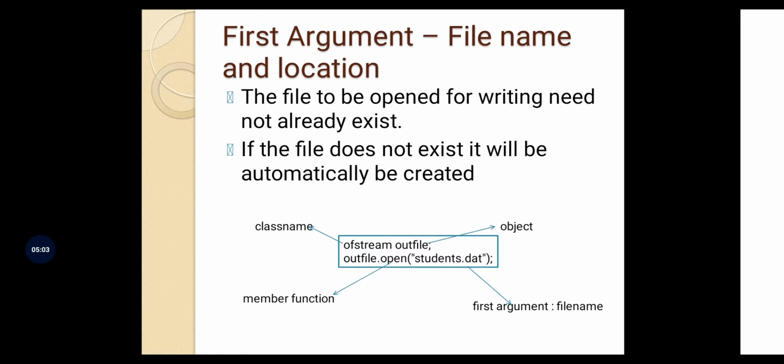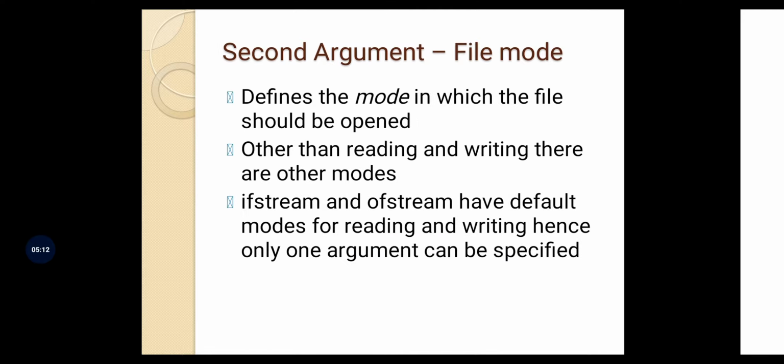But if you're creating an object for ofstream, then we are creating an object only for writing onto a file. Okay, so let's look at the next presentation here. Now the second argument, which you can also specify in the constructor or in the open method, is basically the mode in which the file should be opened.